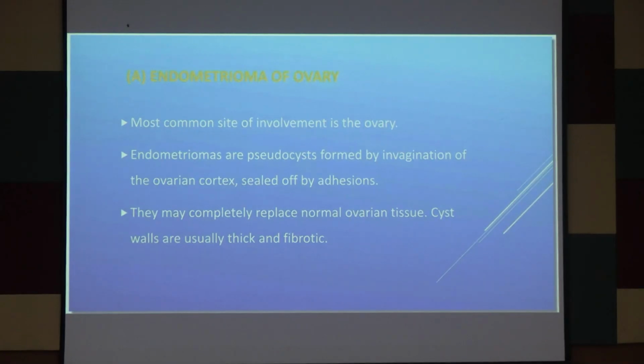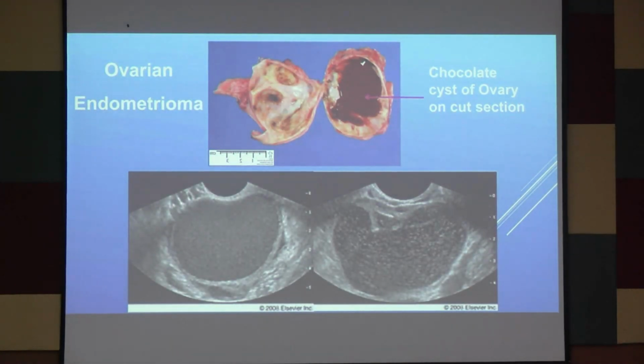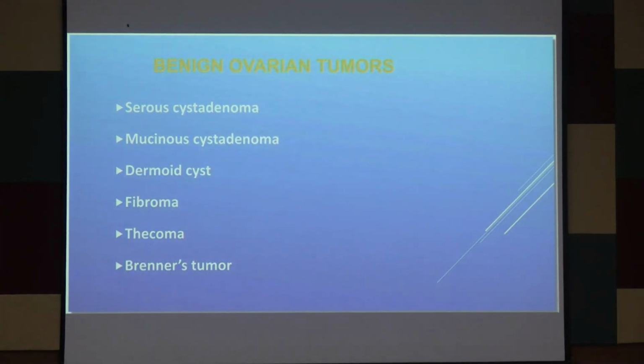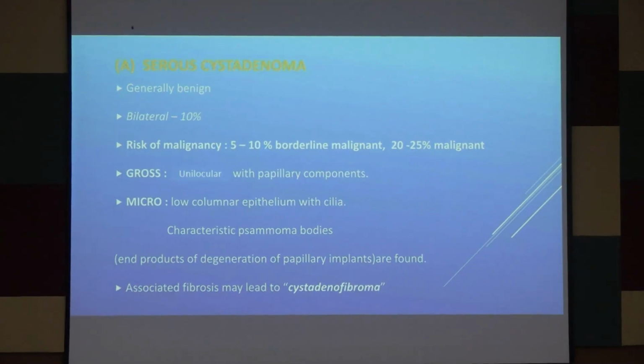Endometrioid cyst or chocolate cyst is another one. Something like this, a chocolate material cyst. These are either anechoic cysts or contain low level internal echoes. I'm going to come to the important part.